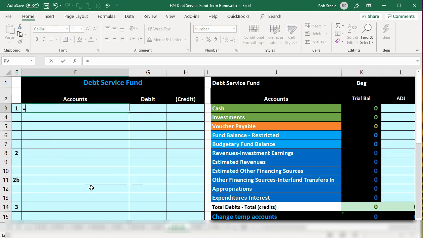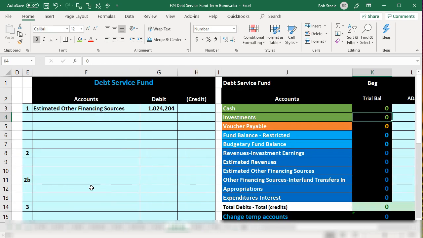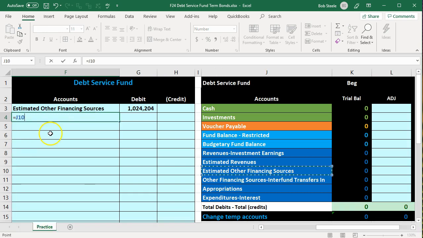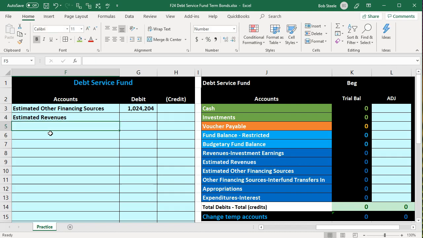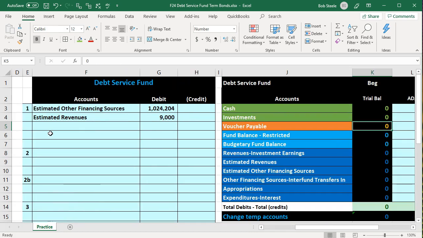So we will put this on the books at a debit balance, estimated other financing source, and that's going to be equal to what we're estimating, $1,024,204. So that's going to be the other financing source. And then we're going to have estimated revenue because we're going to take this information and invest it, and we expect to have revenue on that. That'll be equal to, and we're looking for the estimated revenues, we'll pick up the estimated revenue. And that amount is the income we're estimating from our investments, $9,000.